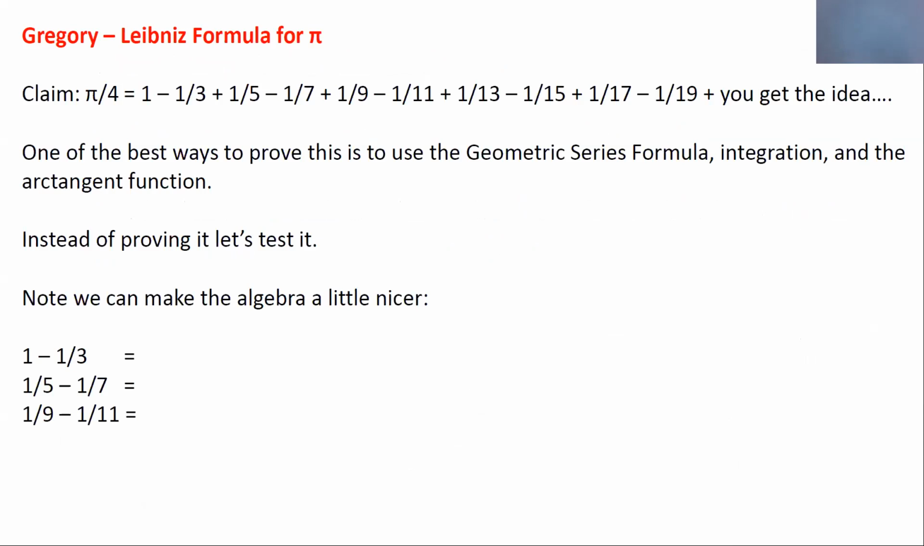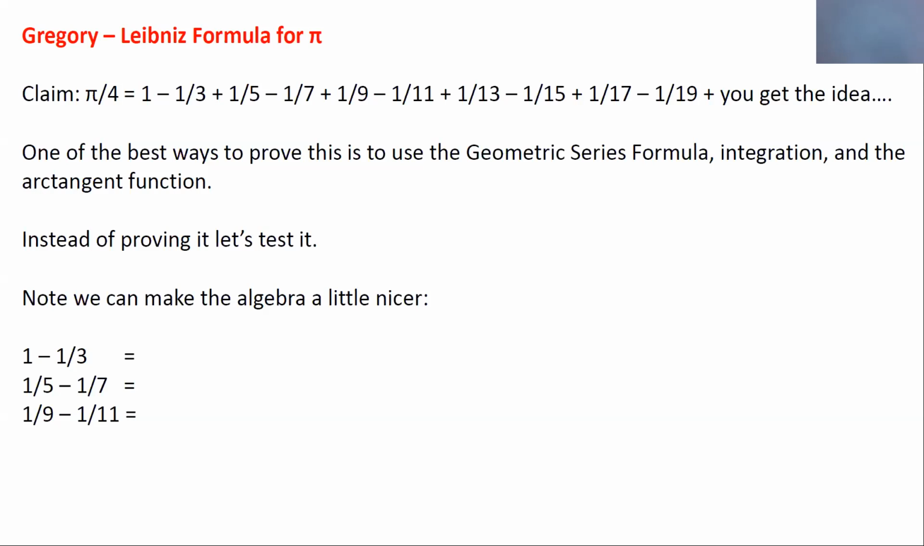Pi fourths is 1 minus a third plus a fifth minus a seventh plus a ninth minus an 11th plus a 13th minus a 15th plus a 17th minus a 19th. What would be next? Plus the 21st. And what would be after that? Minus the 23rd. So this is a strange formula. It's the alternating sum of the reciprocals of the odd numbers.